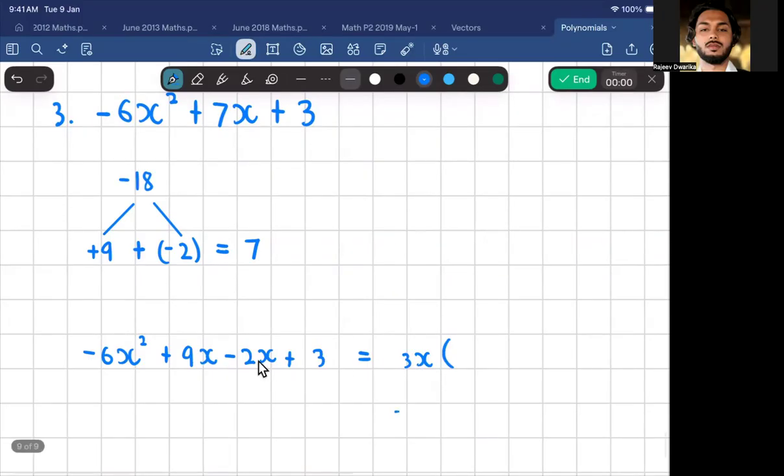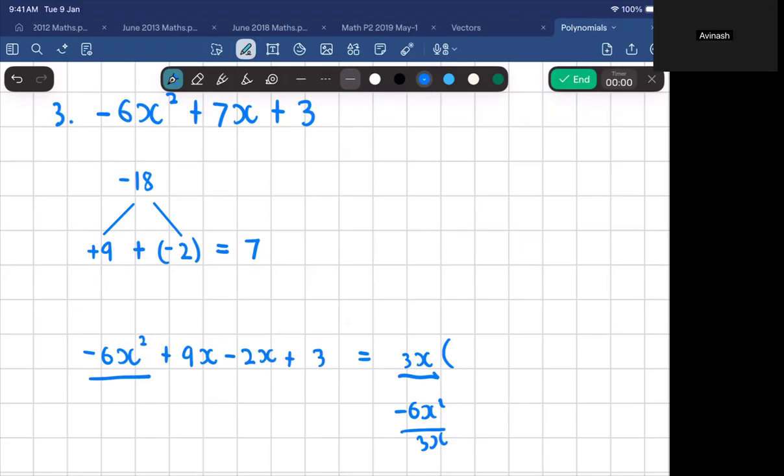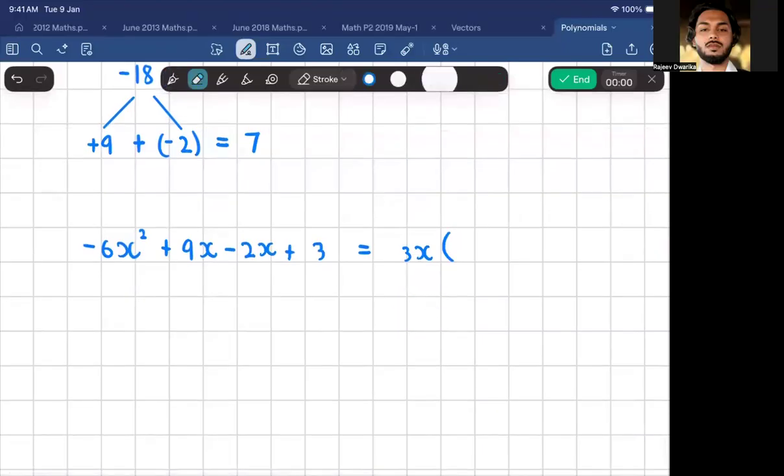You could say minus 6x squared over 3x. You could do it like that. Or you could ask yourself, what would I need to multiply by this to get back this? Which one do you prefer, the division or trying to figure out what to multiply? Inside division might be easier. Okay, let me stick with that then.